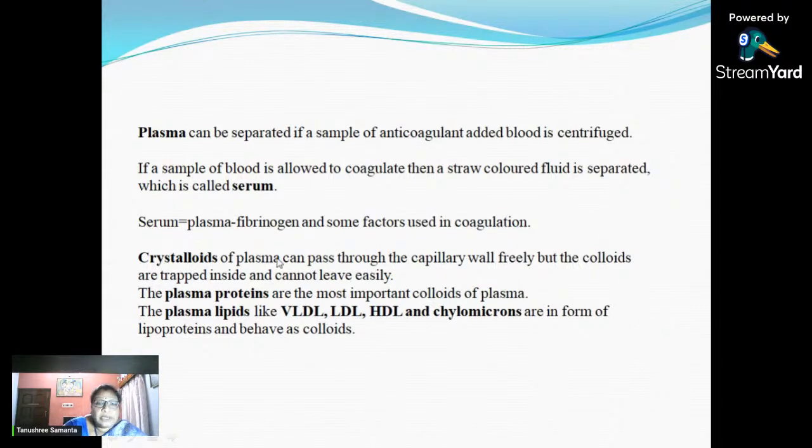As has been told earlier, these crystalloids are the ones which can pass through the capillary wall, but the colloids are trapped inside. They cannot leave easily. And these colloids are formed by the plasma proteins and the plasma lipids. Plasma lipids here we'll summarize as VLDL, LDL, HDL, chylomicrons, and some forms of lipoproteins too.